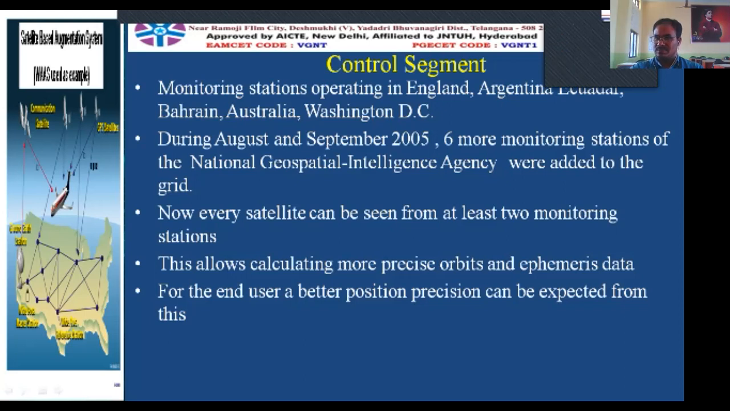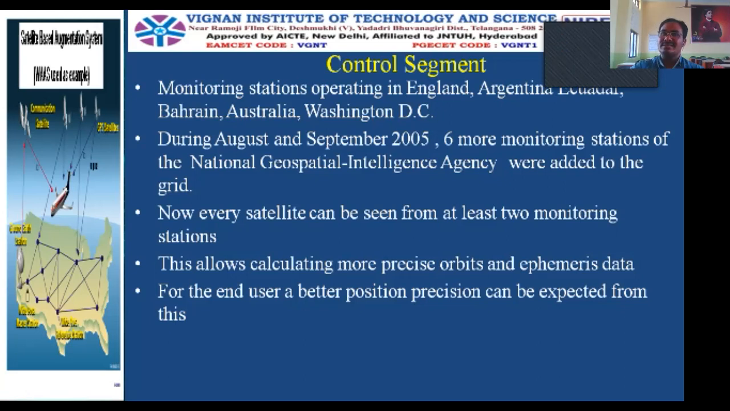So one they have kept in the USA, and the remaining 5 they have kept all over the globe, because the intention of the US Department of Defense is to monitor their satellites or to track the position of an object placed anywhere on the globe. So to monitor a user or an object placed anywhere on the earth, there should be monitoring stations at different locations of the earth. With the permission of their countries, these monitoring stations were placed.